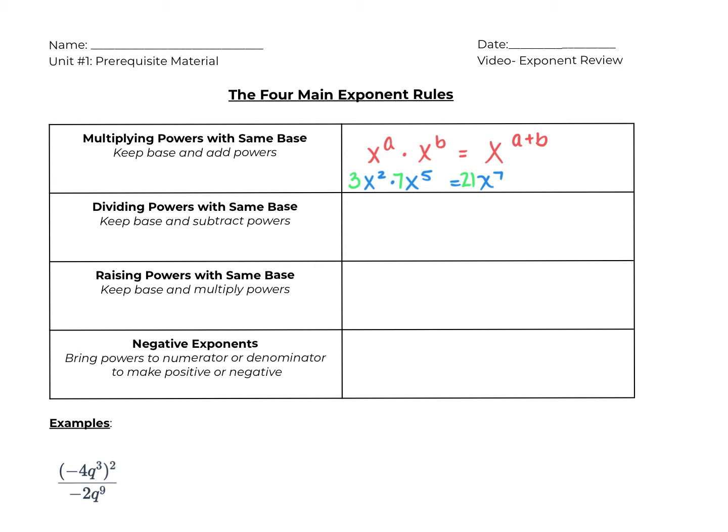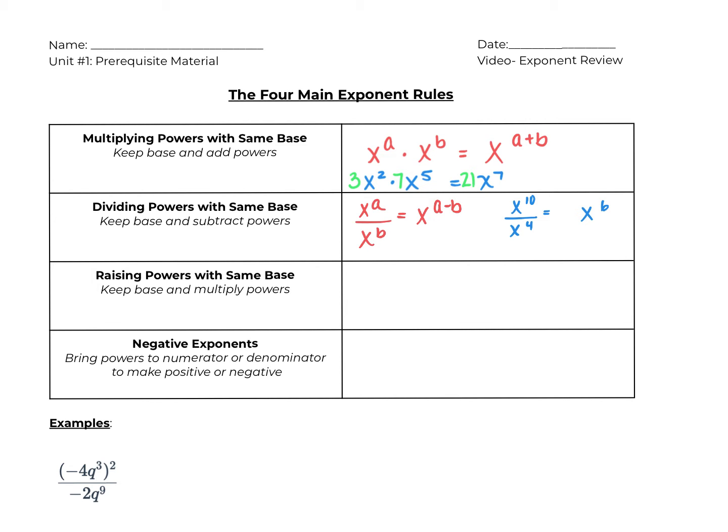When we divide powers with the same base, we're going to keep the base and then subtract the powers. What does it look like as far as a definition? x to the a divided by x to the b would be x to the a minus b. And again, for an example, x to the 10th divided by x to the 4th will give us x to the 6th. We keep the base, subtract the powers.